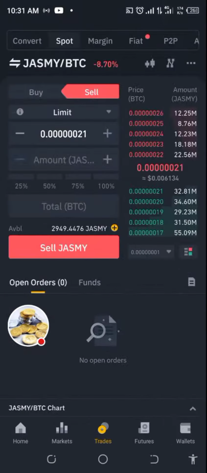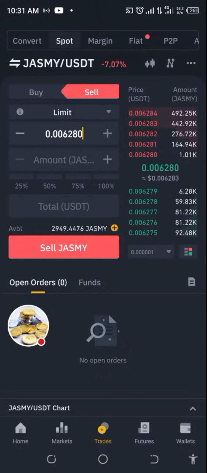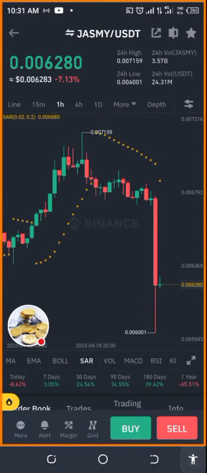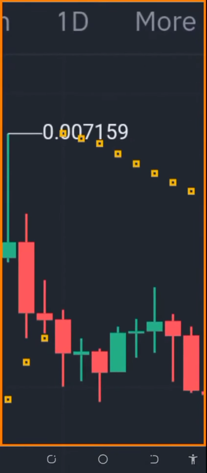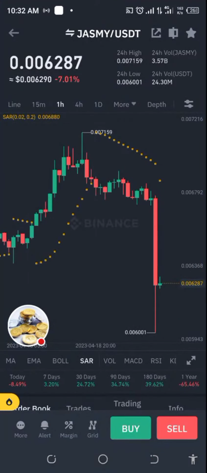Okay, so let's go ahead and see how we will get this sold in JASMY USDT. What we have here, as you can see, is that it has also fallen. Can you see the massive dump? It was massive. Don't forget that when we started this trade, it was like 0.0071. It went to 0.0068. Now it's 0.0062. So if we want to sell at this rate, it's going to be a loss. So we're not going to do that.